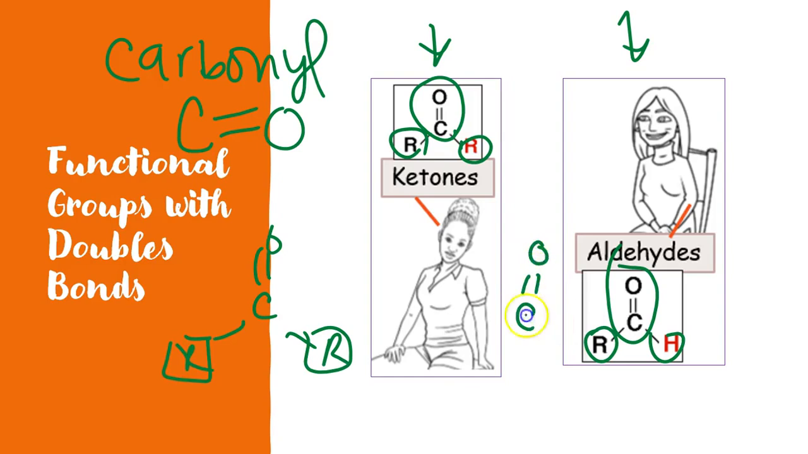aldehyde, we'll see that carbon is double bonded to oxygen with the carbonyl, and that's going to be bonded to hydrogen and one single R group. So let's get into that next.